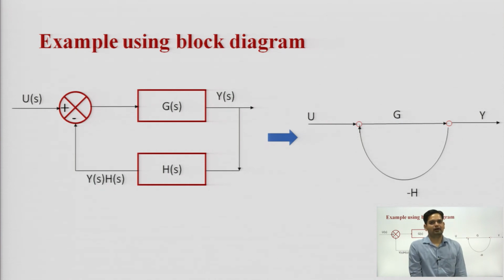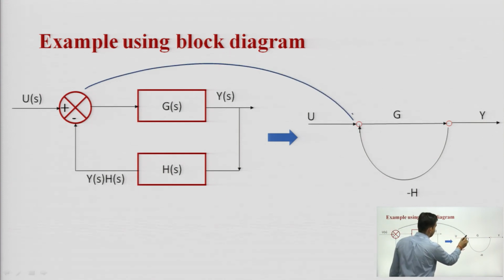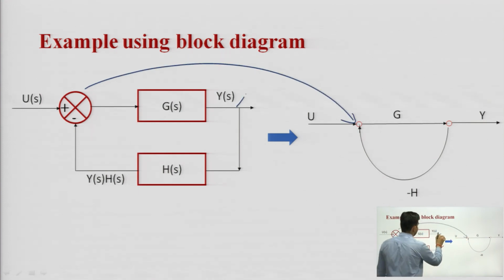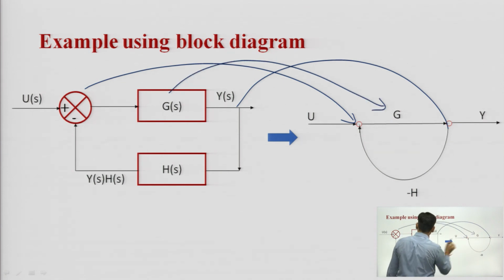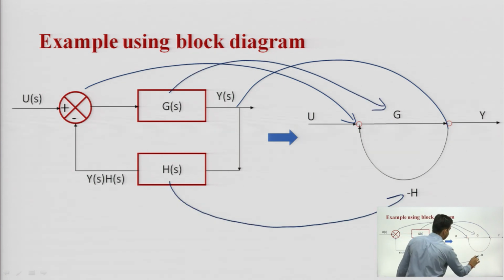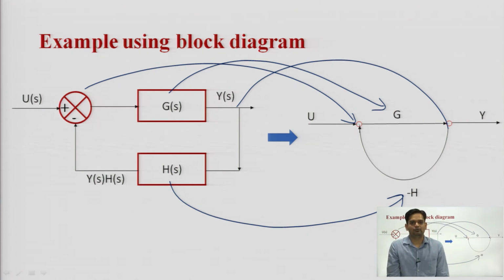Second, using a block diagram, how can we reduce it? You can see this is a feedback path, a feedback loop. Here I can replace this summer with a single node, and this takeoff point with a single node. Here the gain block is G and the feedback gain is H. In this way I can convert a block diagram into a signal flow graph.